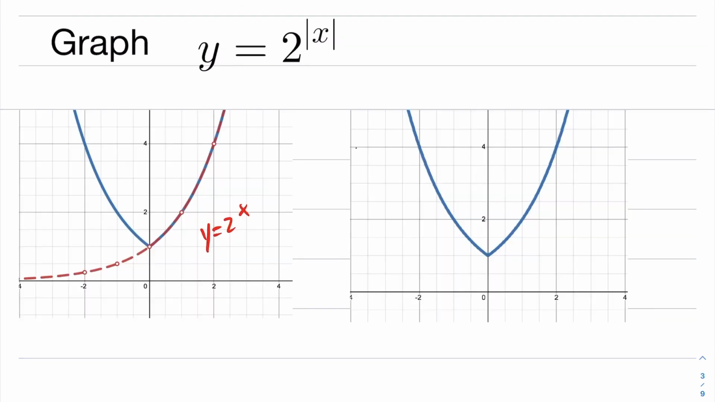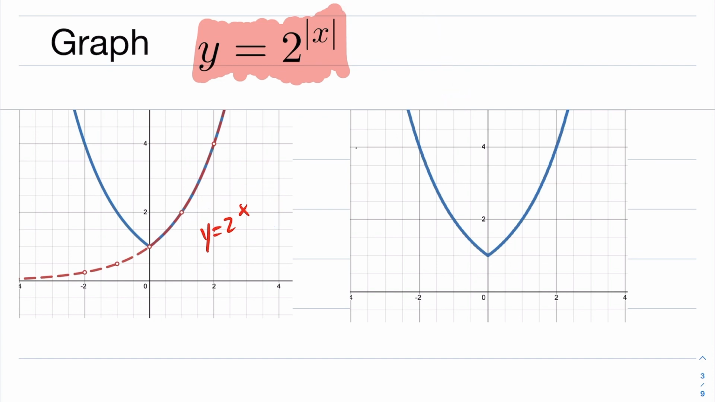All right, I thought we'd take a look now at graphing some exponential functions. The first one we're looking at here is I want to graph y equals 2 to the power of absolute value of x. So what we have here is what it looks like. This is our graph of y equals 2 to the absolute value of x. Let's take a look at how we discover that to be the case.